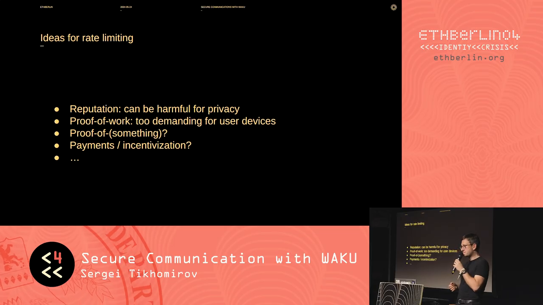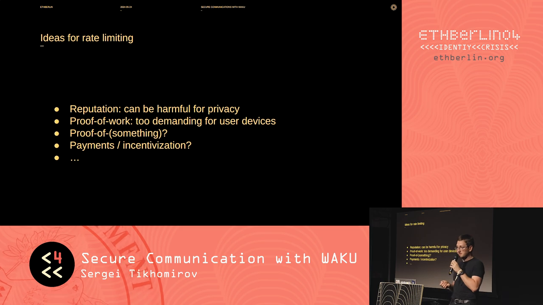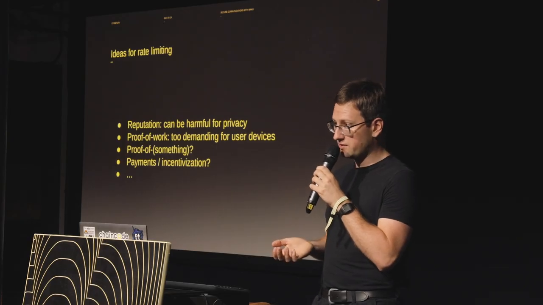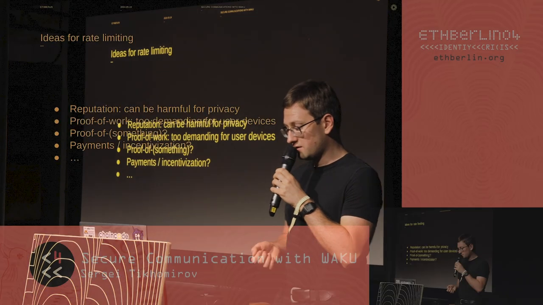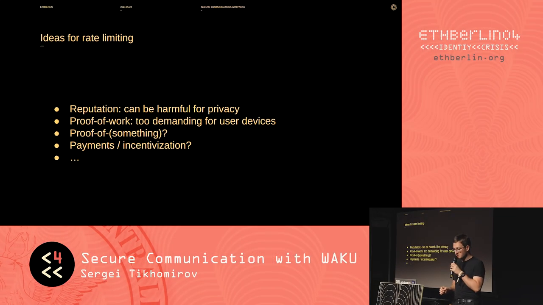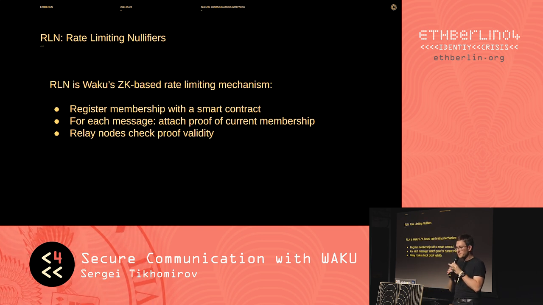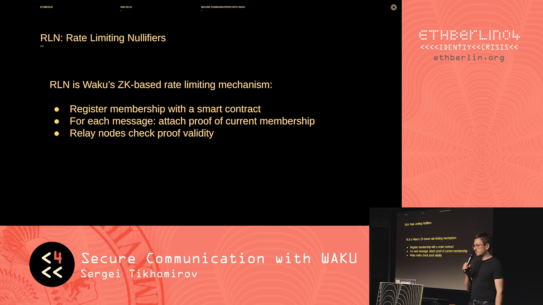Proof of something else, we could think about these as well. Proof of stake requires some financial aspect of the protocol that we don't have for now and that would require a whole other kind of worms. Payments, incentivization, again, financial incentives may be a research area, but the answer that I'm kind of hinting towards is our rate limiting nullifiers aspect of the protocol.